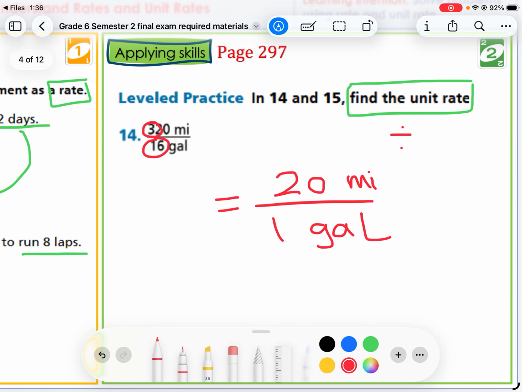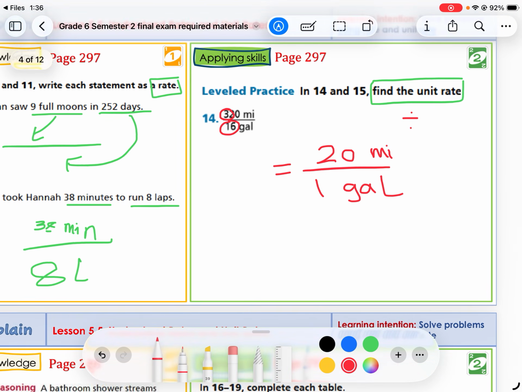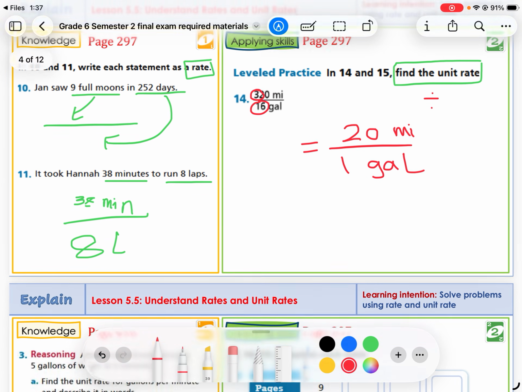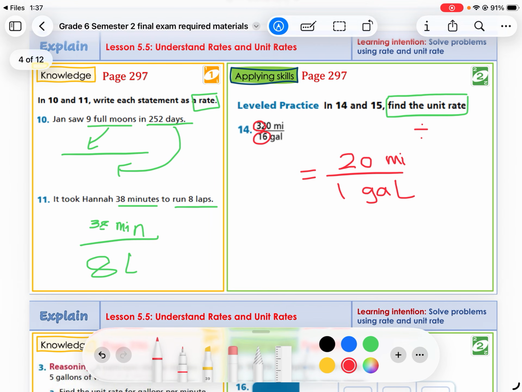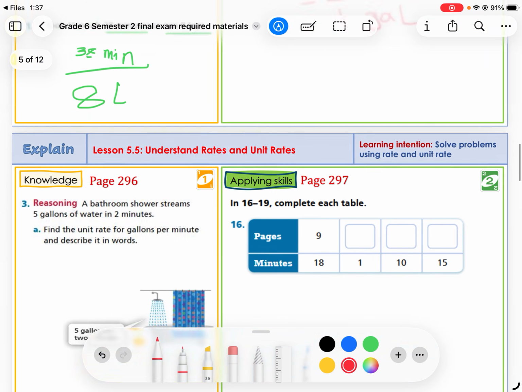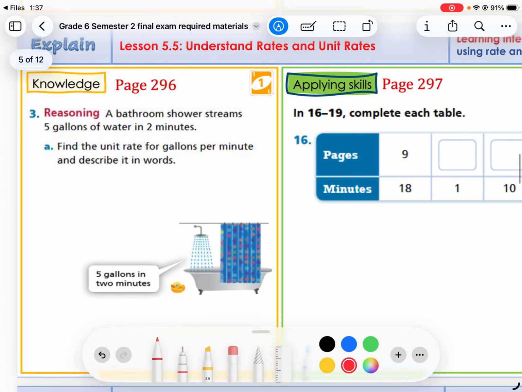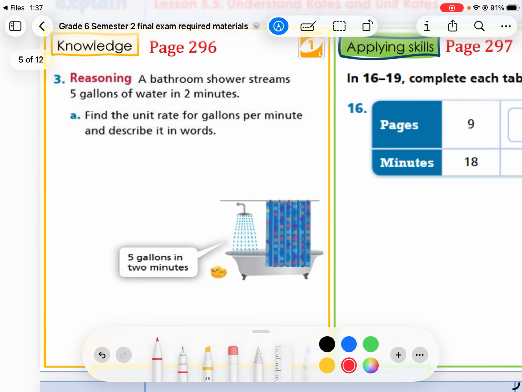Okay, so guys, remember this. To find the unit rate, you will have to divide. Of course, the numbers will come directly from the times table. So make sure that you are able to do the multiplication table really well. Know the multiples.